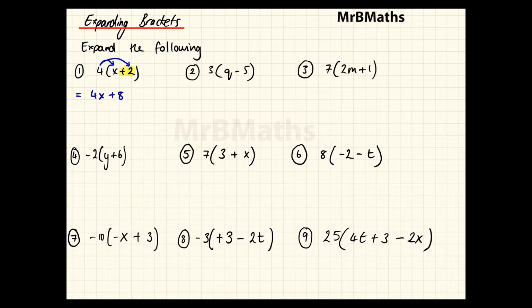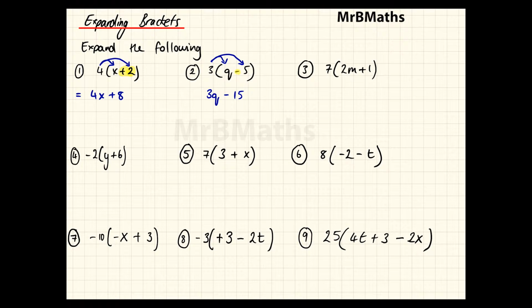So if we look at question number 2, we've got 3q minus 5. So first we go with the first arrow, 3 times q, which will give us 3q. And then we've got 3 times minus 5. So 3 lots of minus 5. That will give us minus 15. Okay, you must take the minus sign into consideration.